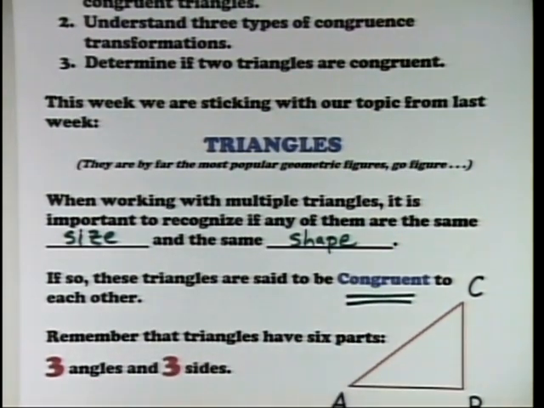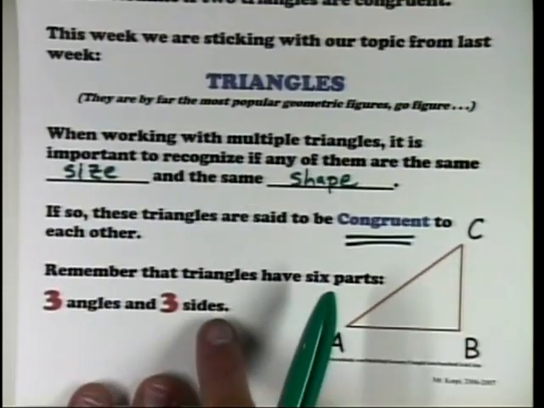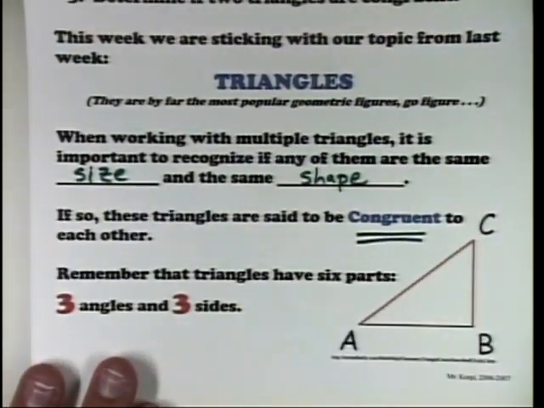And we've talked about congruence a lot this year. Congruent just means equal measure. Well, what are we measuring in a triangle? Remember that triangles have 3 parts on the inside, 3 parts on the outside, actually, for a total of 6.